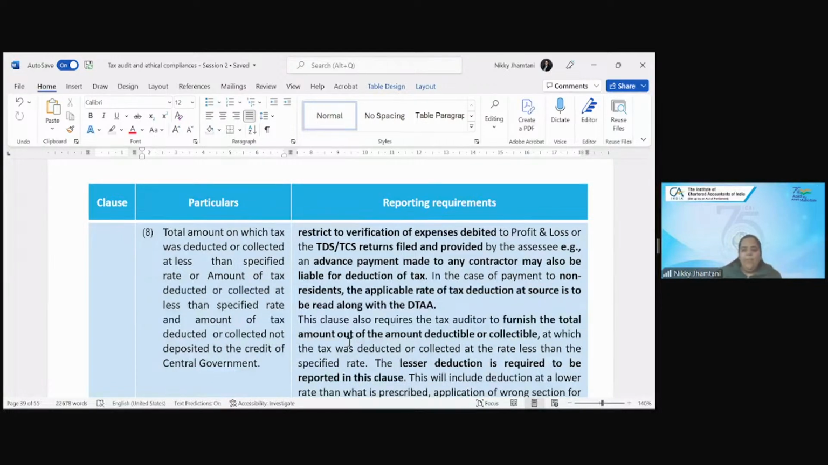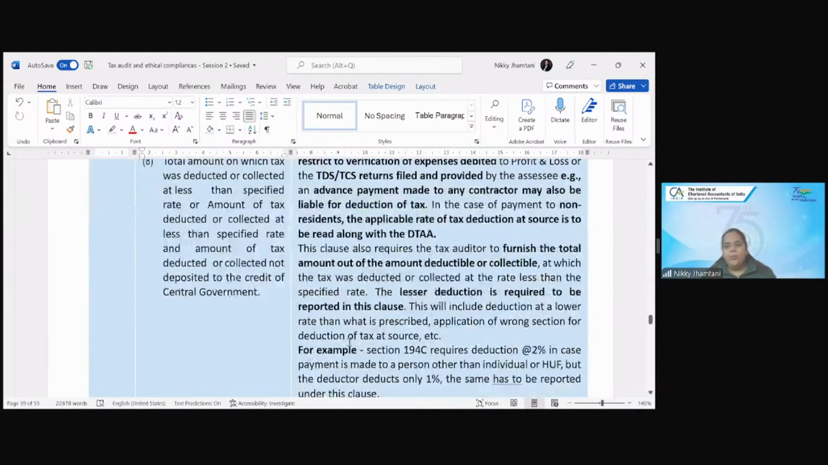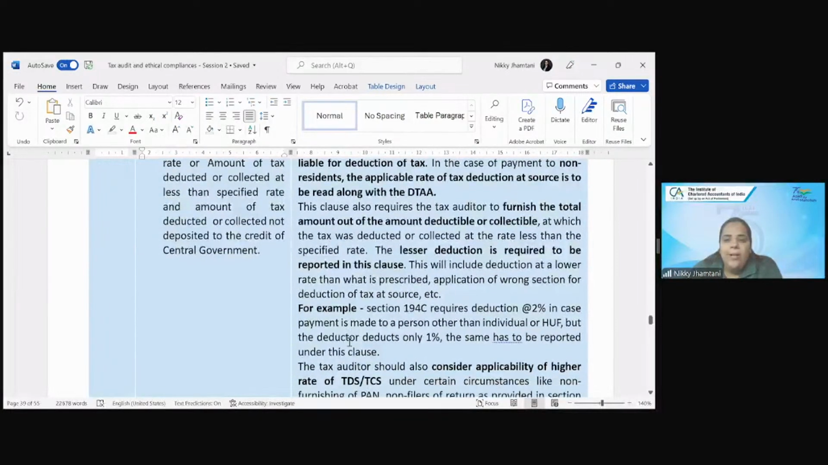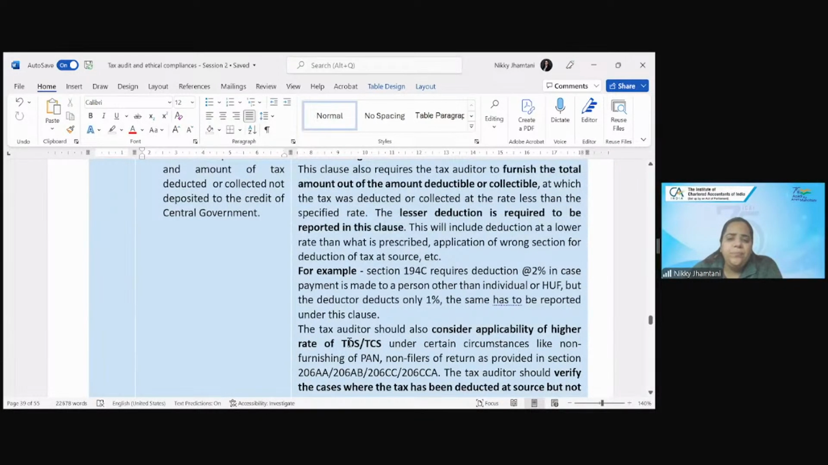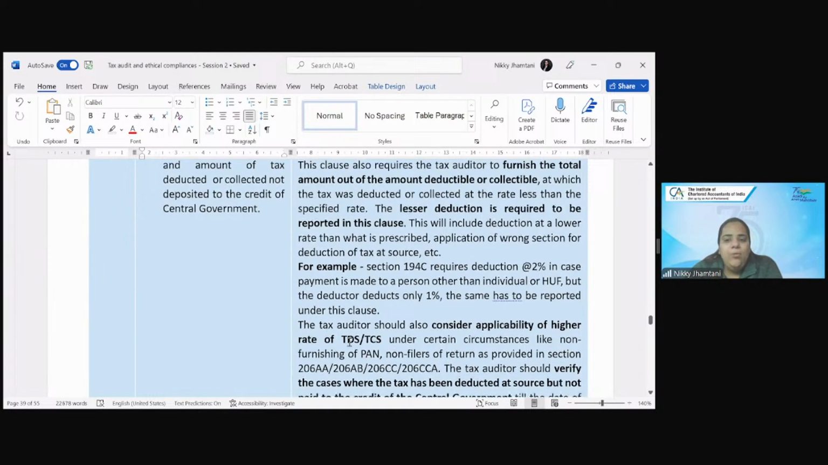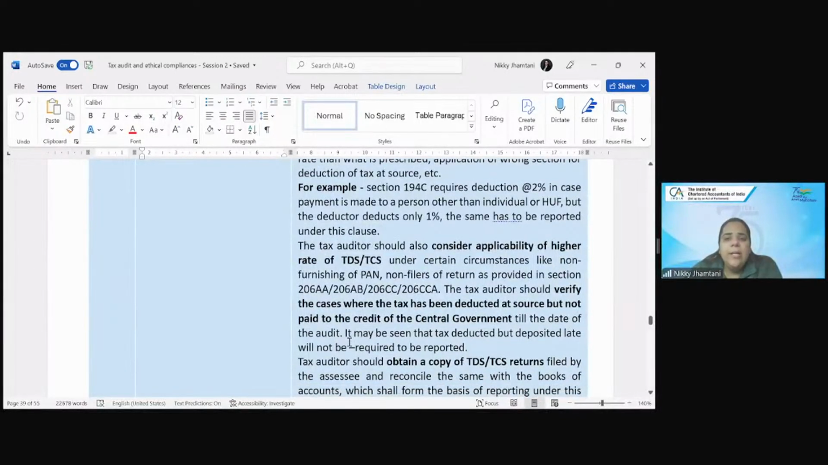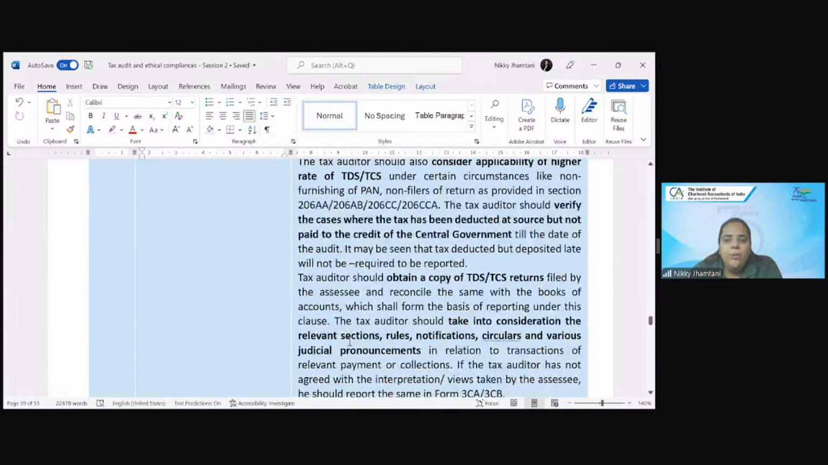with the DTAA. This clause also requires the tax auditor to furnish the total amount out of the amount deductible or collectible at which the tax was deducted or collected at the rate less than the specified rate. The lesser deduction is required to be reported in this clause. This will include deduction at a lower rate than what is prescribed, application of wrong section for deduction of tax at source, etc. For instance, Section 194C requires deduction at the rate of 2% in case payment is made to a person other than individual or HUF, but the deductor deducts only 1%. The same has to be reported under this clause.